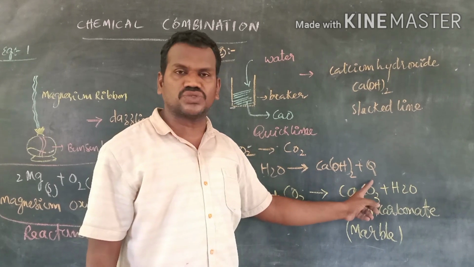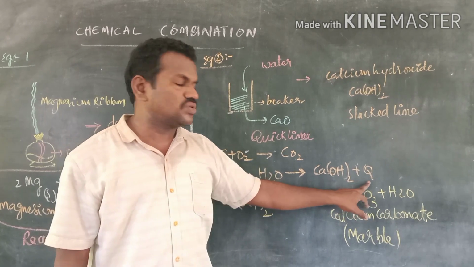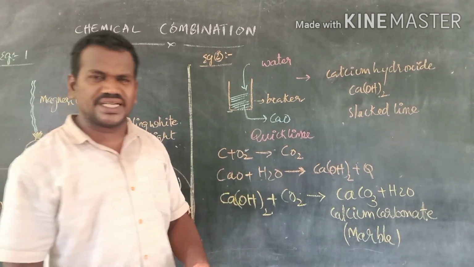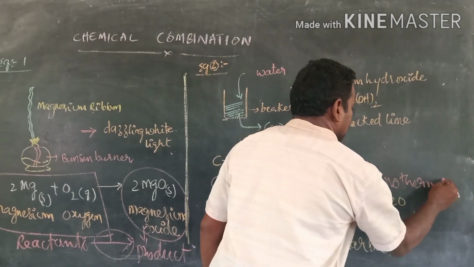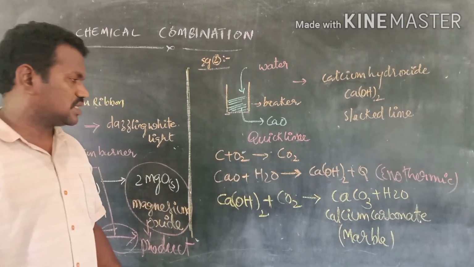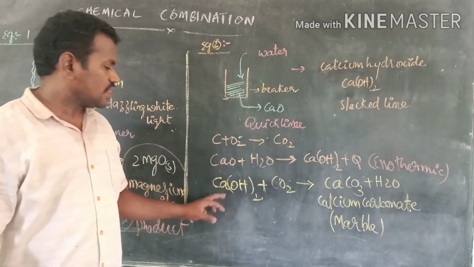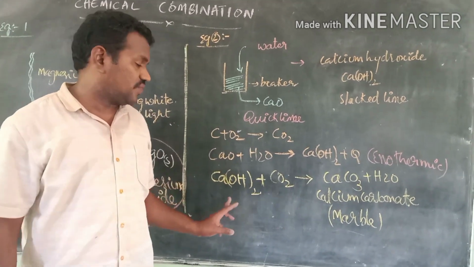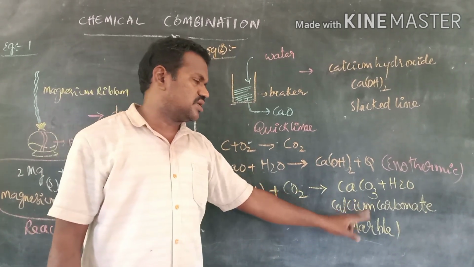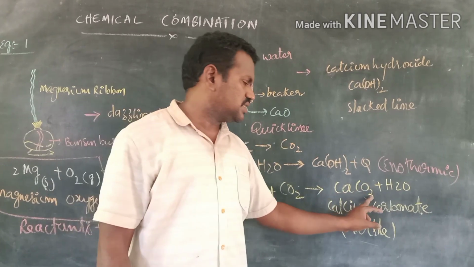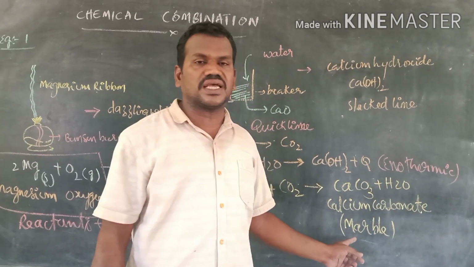See here I wrote plus Q. What is the meaning of plus Q? Along with the calcium hydroxide, some amount of heat is also liberated. If heat is liberated, such a reaction is called an exothermic reaction. That calcium hydroxide, which you call slaked lime, reacts with carbon dioxide after the whitewash. Then it is converted into calcium carbonate, CaCO3. Under the crisscross method we can write it. Now calcium carbonate, which we call marble.